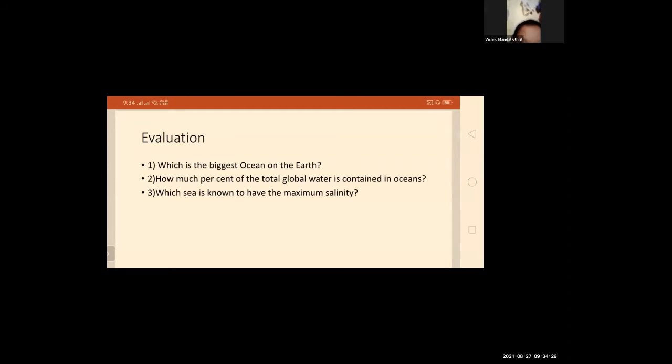Wait a minute. Let me answer this, okay? 71% water is present on the earth, but from that water, 97.7% is ocean water and the remaining is the drinking water, okay? 97.7%. Now my last question to you is, which sea is known to have the maximum salinity?